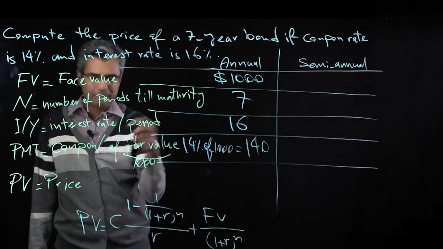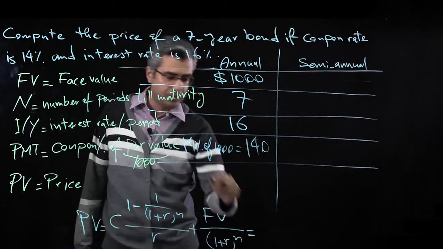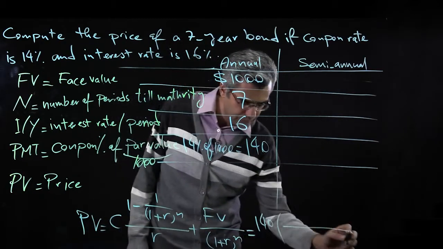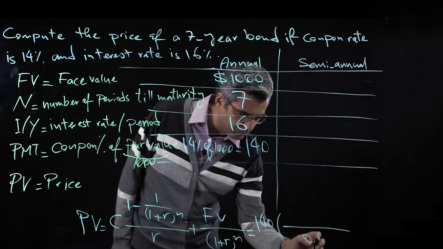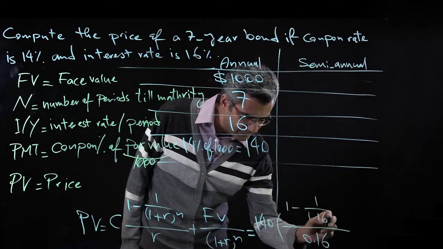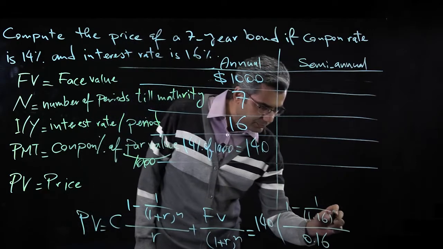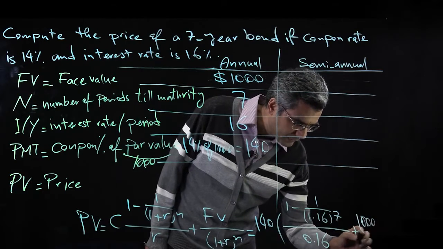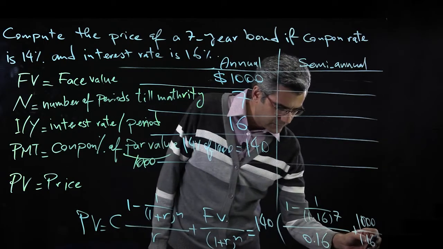So C is actually the payment. So it will be 140. Then the interest rate is 16%, so 0.16. Then 1 minus 1.16, and the power is how many periods till maturity? 7 periods, or 7 years in this case, plus 1,000 divided by 1.16, and the power is 7.